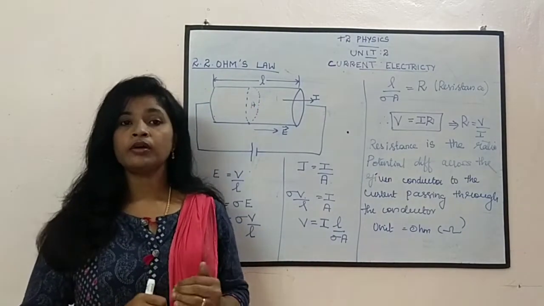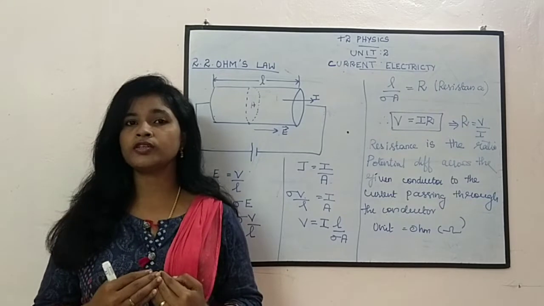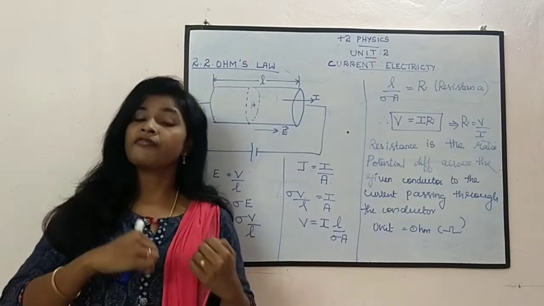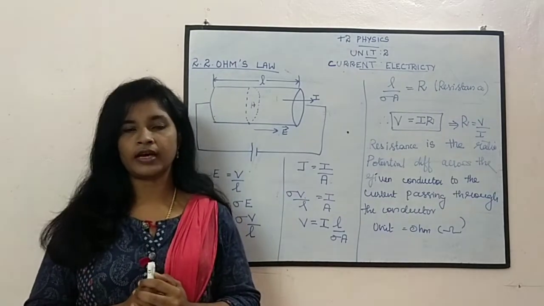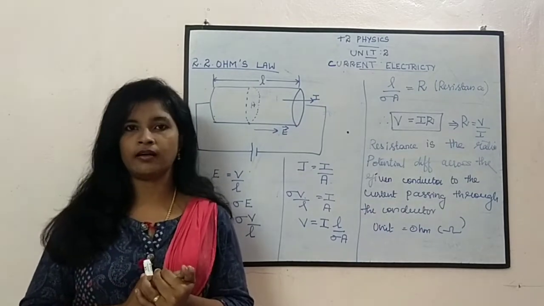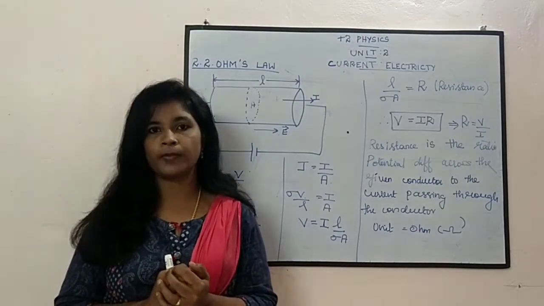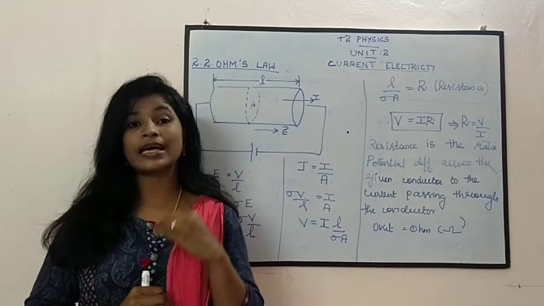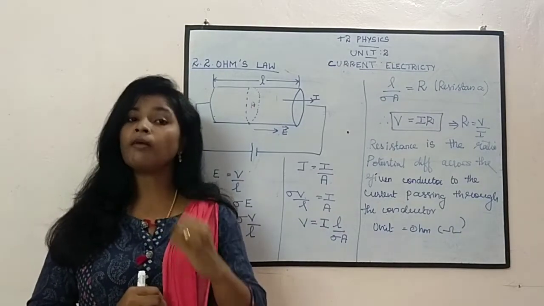Now in this topic, we are going to find out Ohm's law from the microscopic form of current, or the microscopic form of Ohm's law. Already I told you what is meant by microscopic form. Microscopic form is analyzing at the atomic level.